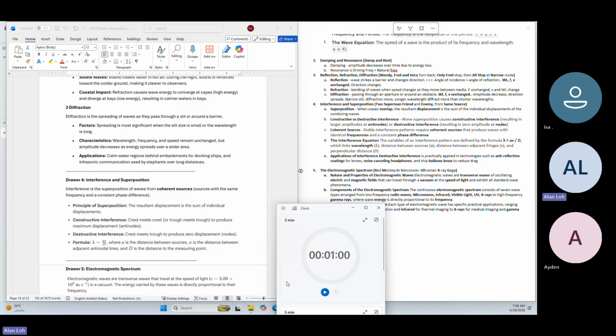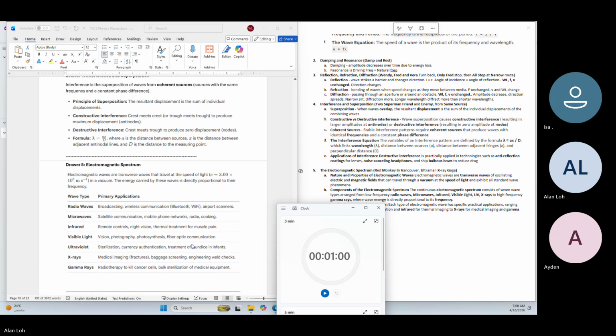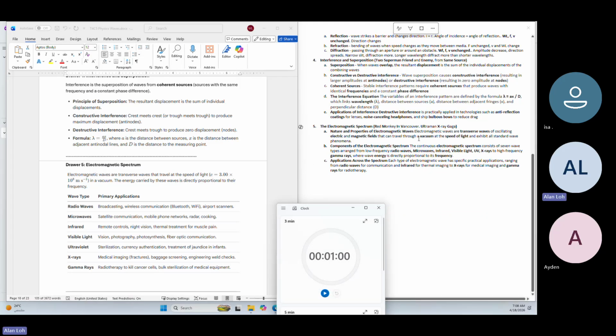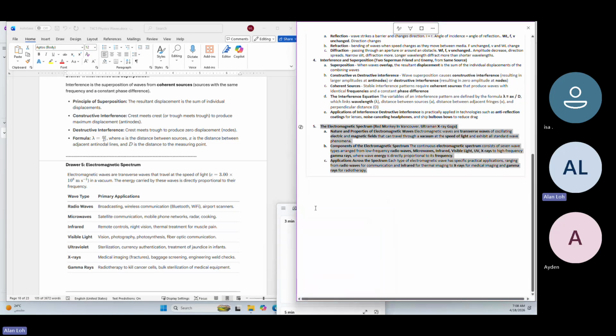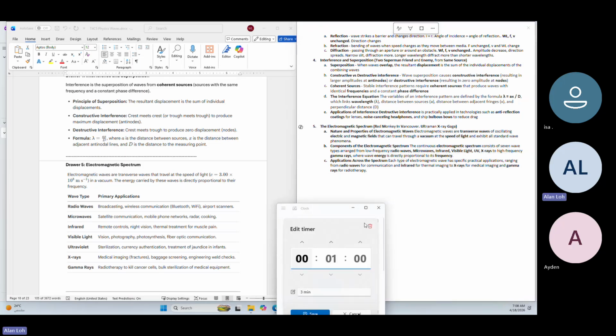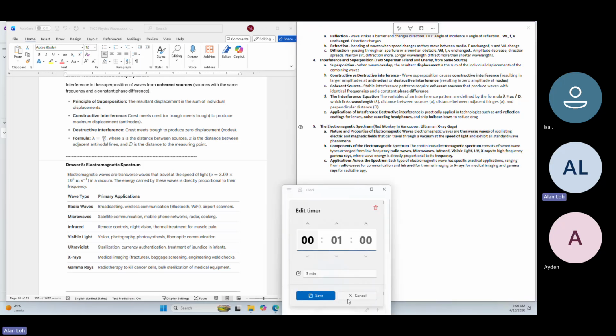Okay, time's up. All right, the last one, drawer number 5. Let me scroll up a bit here so you can see the chapter, oh no, the step 2. Oops. Let's not do the same mistake again.